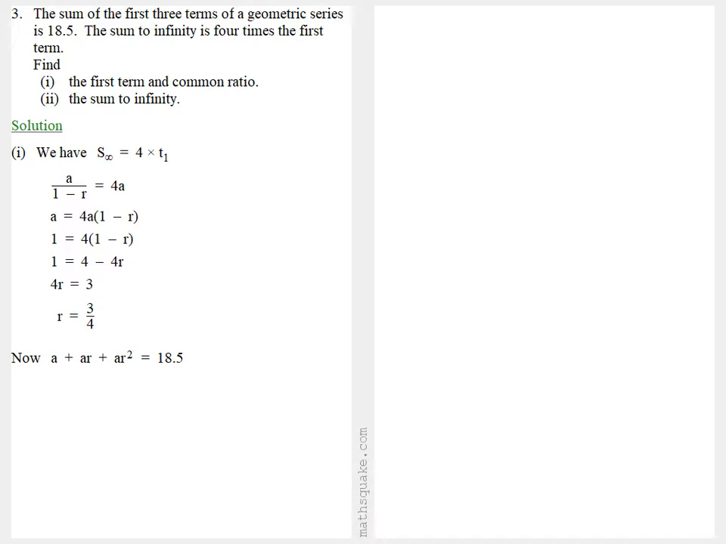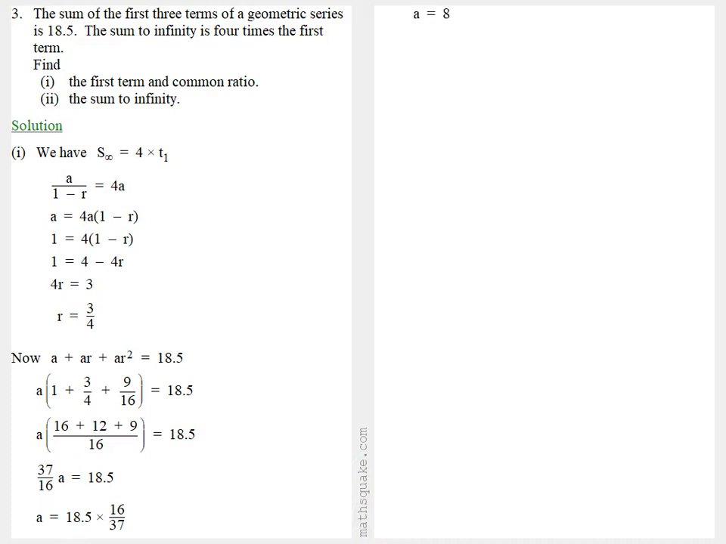Now we have a plus ar squared is equal to 18.5. We also have r is equal to 3/4, so if we substitute that in, we have a into 1 plus 3/4 plus 9 over 16 equals 18.5. Putting it over a common denominator, we have a into 16 plus 12 plus 9 all over 16 is equal to 18.5, or 37 over 16a equals 18.5, so a equals 18.5 times 16 over 37. Well, that cancels down to give a is equal to 8.